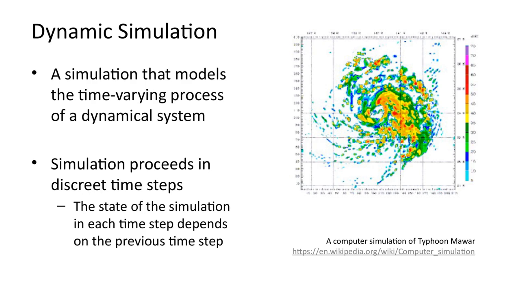In some cases, the process being simulated dynamically varies as time progresses. In such situations, dynamic simulations are required. Examples include the simulation of fluid dynamics and thermal dynamics. In a dynamic simulation, the simulation proceeds in discrete time steps. The state of the simulation in each time step depends on the previous time step. The image shows one time step from a simulation of a typhoon. The simulation duration is 48 hours.